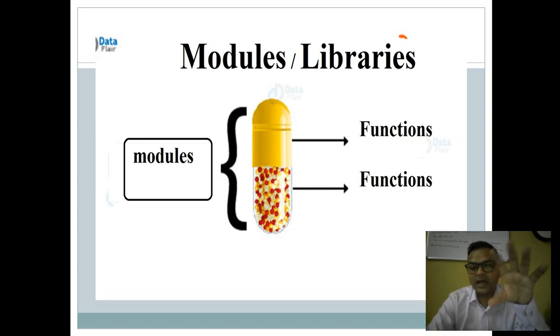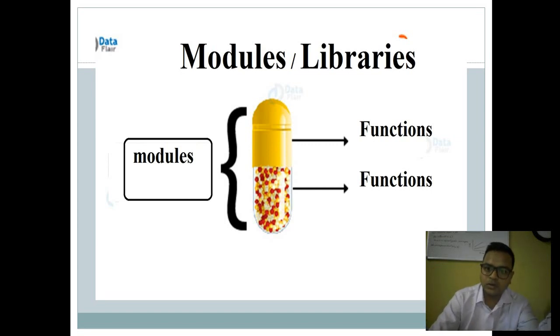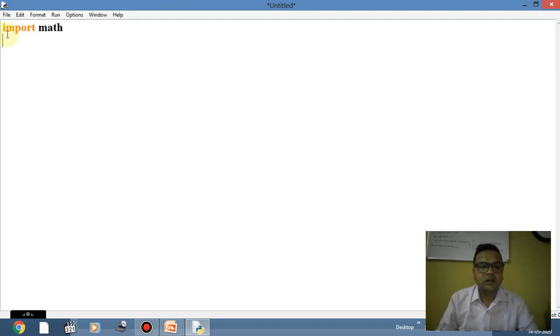Why? Because if I simply use function 1, that becomes wrong. Function 1 may be available in some other module also, so there will be a clashing problem. So that's why capsule dot function 1, capsule dot function 2. Same as we will use over here. So that means I have imported this capsule right now.